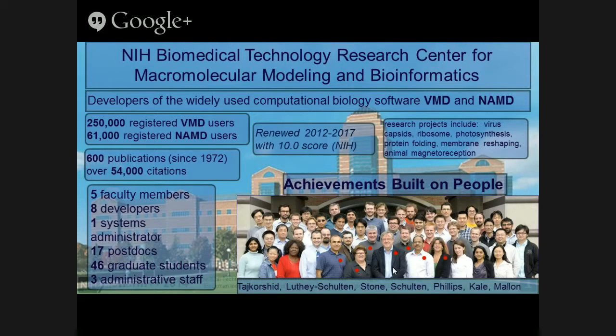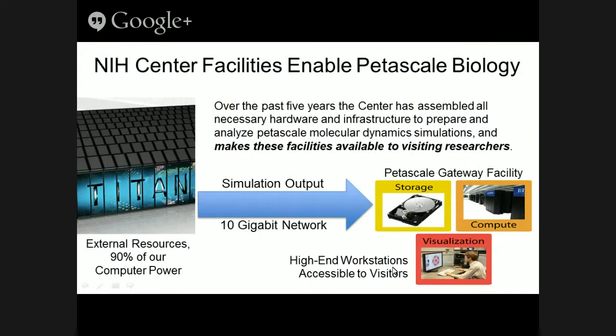Large number of collaborators, long history as a NIH-funded resource, which we hope will continue for some time going forward. One of the things that we have locally, we can't afford our own supercomputer, but we have been assembling the infrastructure to be able to manipulate these kinds of simulations. So yes, we've got Titan or Blue Waters here.